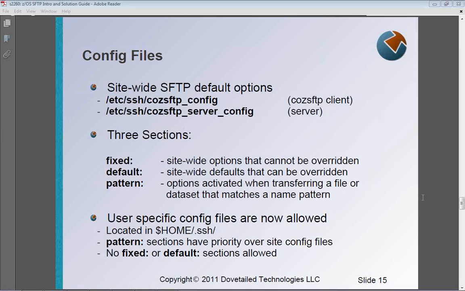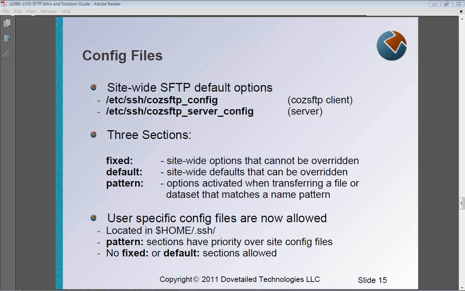That is the component that's activated when you connect from a remote system, using PuTTY or some other SFTP client, to a z/OS system running COSI SFTP. So there's two different versions of these files. These files contain three sections. The first two were originally in the product, and the last one, pattern, we just added recently.